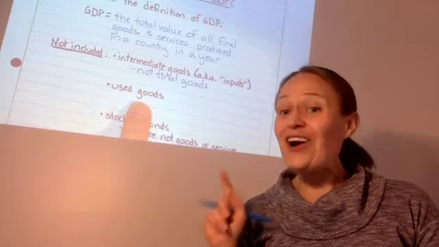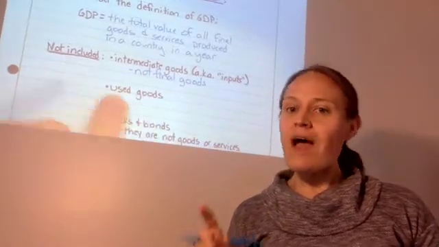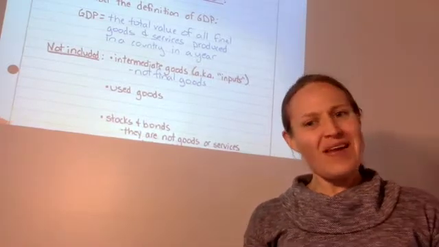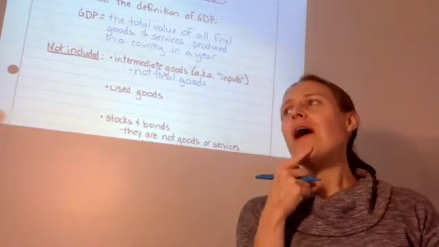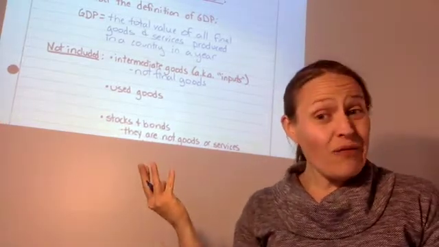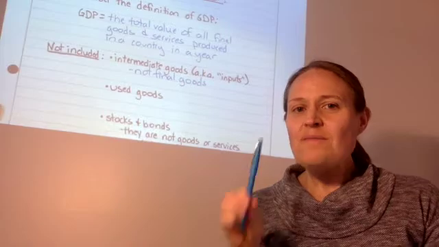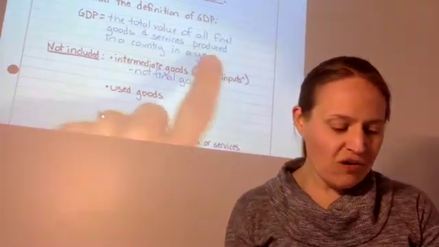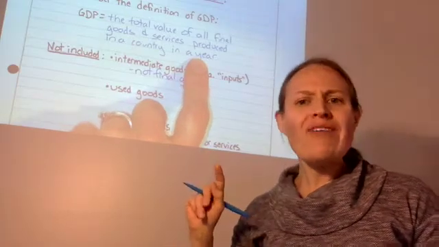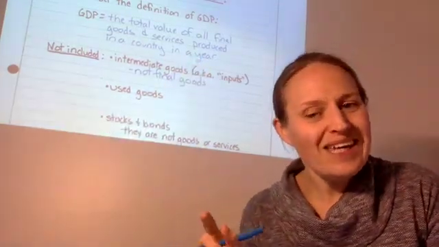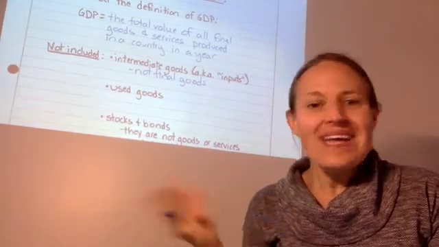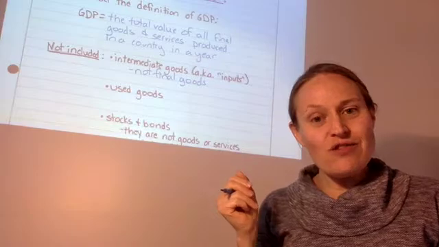Used goods are not counted in GDP. So if I went out and bought a used car, that would not count for consumer spending for GDP. If I went to the Goodwill and bought some used clothes, not going to count for GDP. And why? Because the GDP measures what was produced in a year. So if I'm talking about the 2020 GDP, if I bought something that was not produced in 2020, it would not count for this year's GDP.